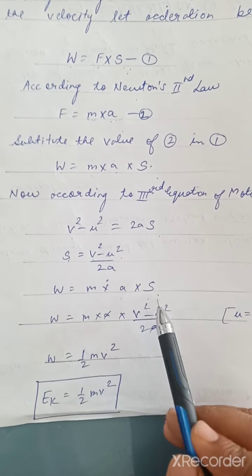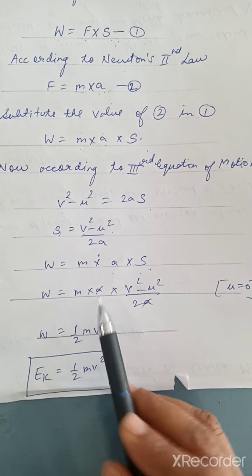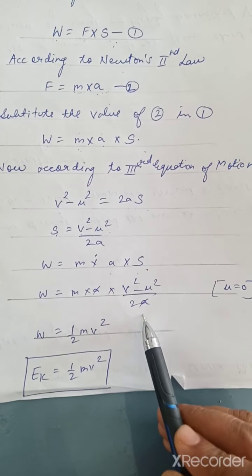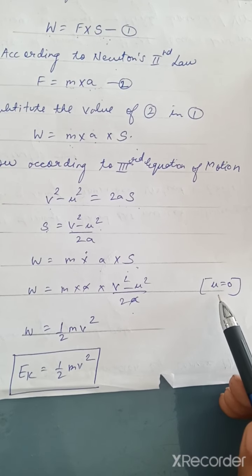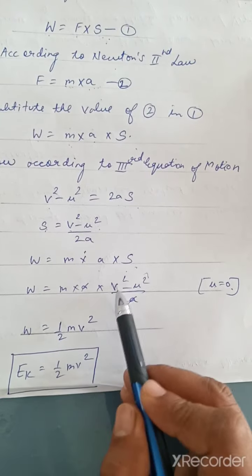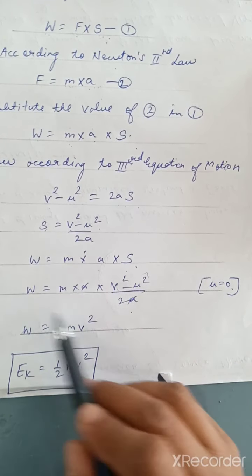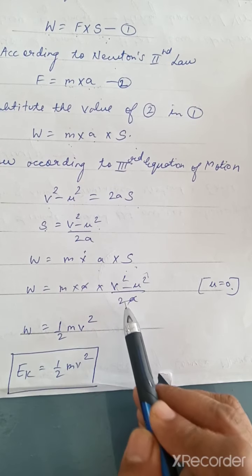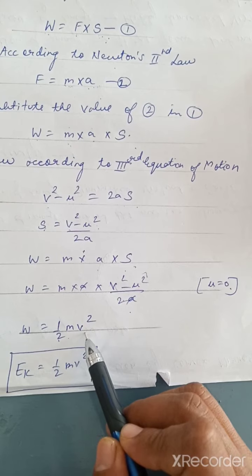So substitute this value here, you get W equals m into a, into v square minus u square upon 2a. Now since the body is at rest, u will be considered as 0, so this term will become 0. The a cancels, we are separating 1 by 2, and writing m and v square as it is.